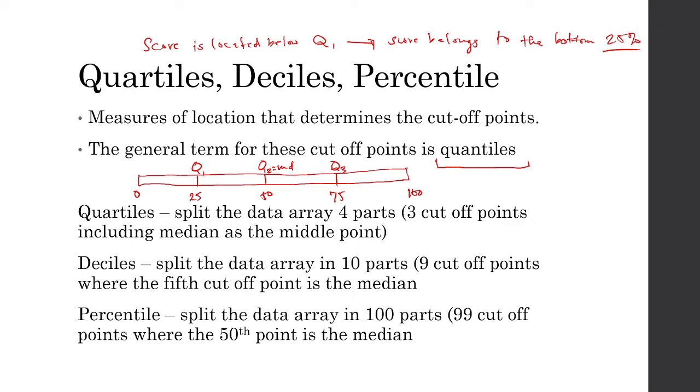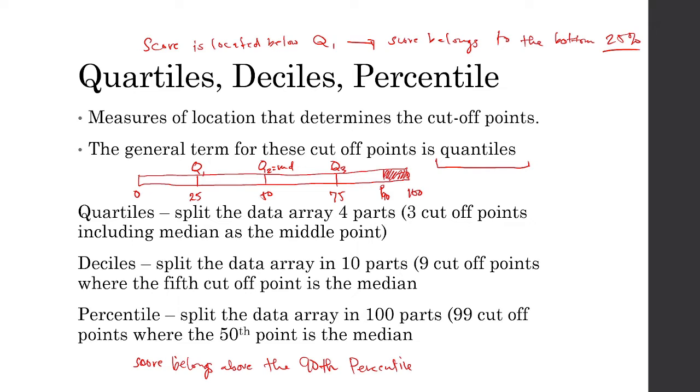Meaning, if you use percentile and it says that your score belongs above the 90th percentile, it means na kung ito yung data array natin, and say this is the P90 or the 90th percentile, it just means that you belong to the upper 10% of the class. So, ganyan natin ginagamit yung ating measures of location.